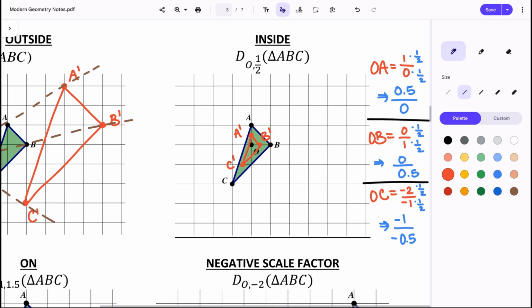So it's pretty tiny. It's inside of that original shape. Anytime that the center point is inside of the shape, there's going to be some overlapping when it's getting smaller, like it's going to shrink and it's going to be contained inside of the original shape. If this was a scale factor of 2, it would go outside of that, but the original shape would be contained inside the new one.